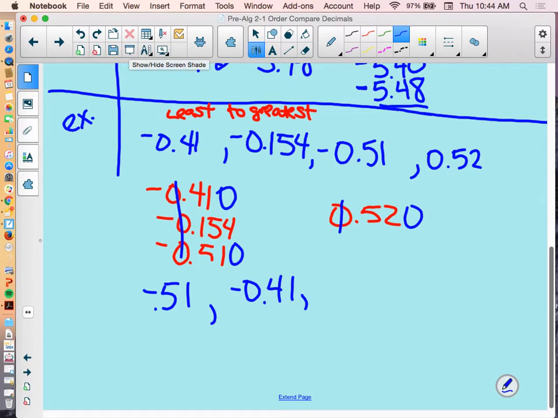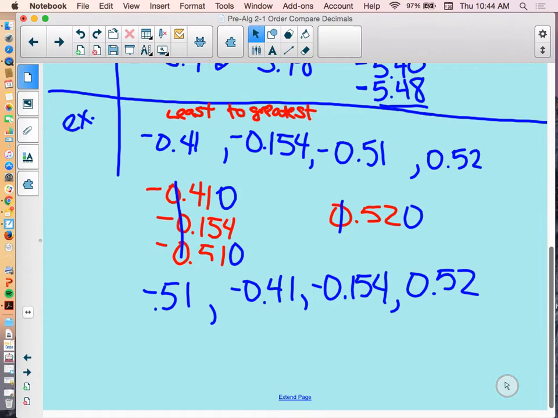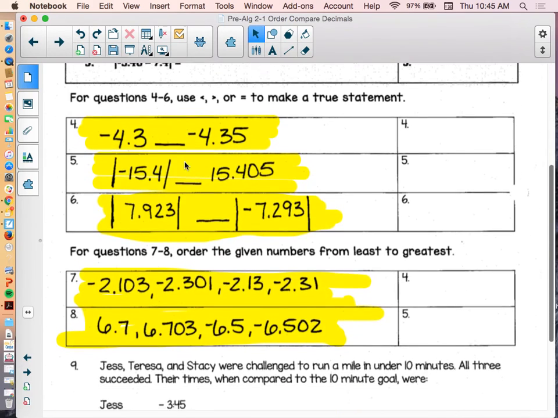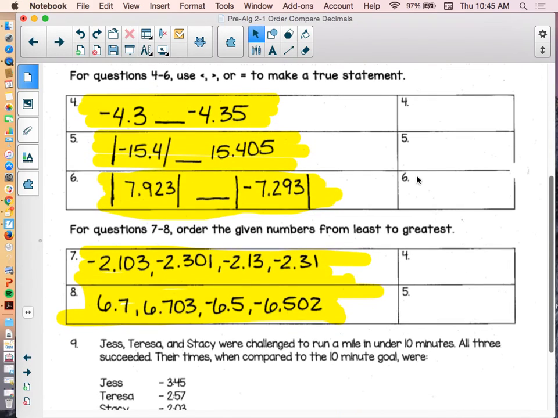Okay, and then next, you will have your positive numbers. This should work for every problem. On your homework, you should either do medium right here or spicy. And if you're doing spicy, please pause the video and write those numbers in that were left off by mistake.